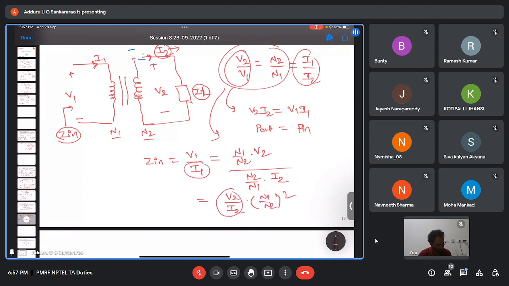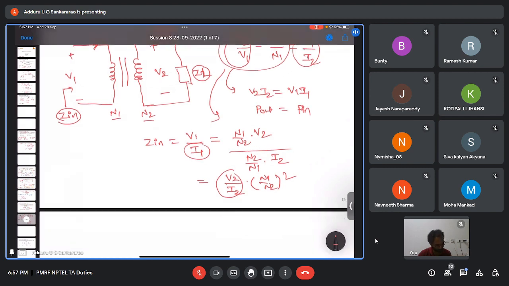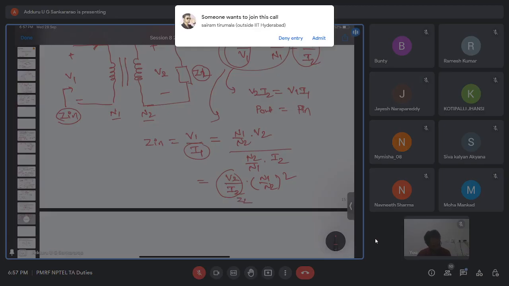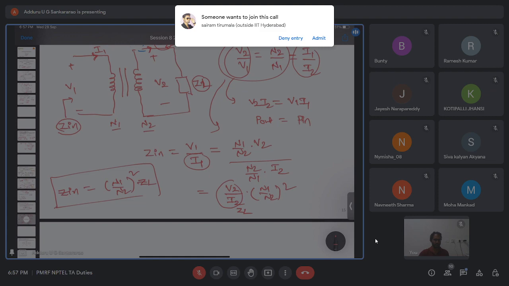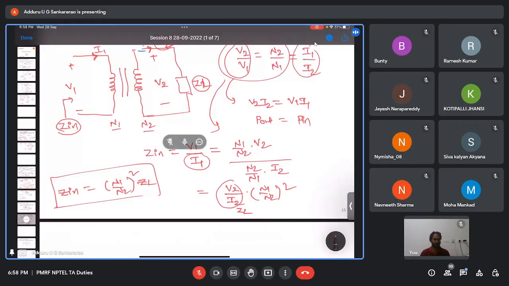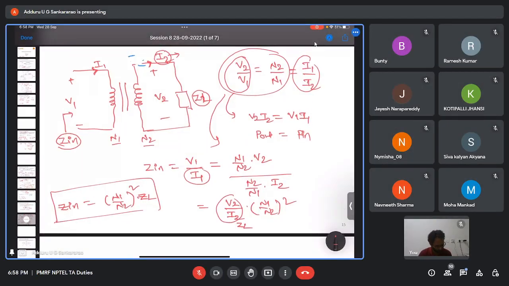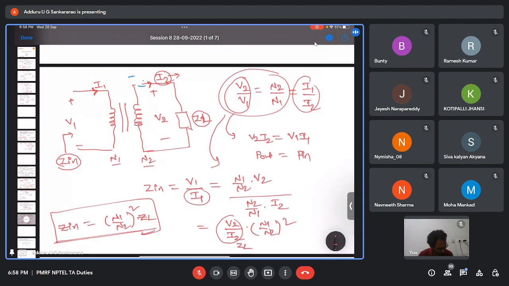So V2 by I2 means what? ZL, the output impedance. So this is nothing but ZL. So the relation between input and output impedances is Zin equal to (N1 by N2) square into ZL. Okay, so no need to remember this input output impedance relation. Just this relation we can remember, V2 by V1 equal to N2 by N1 equal to I1 by I2. So in this way we can derive those things.